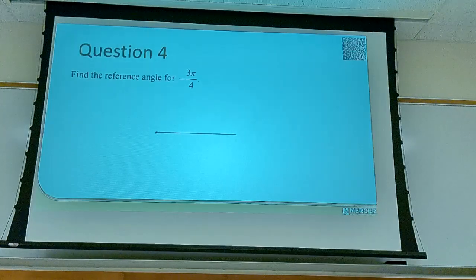Three pi over 4. That angle. I should technically be drawing arrows to represent the direction that we're rotating, but we typically never do.